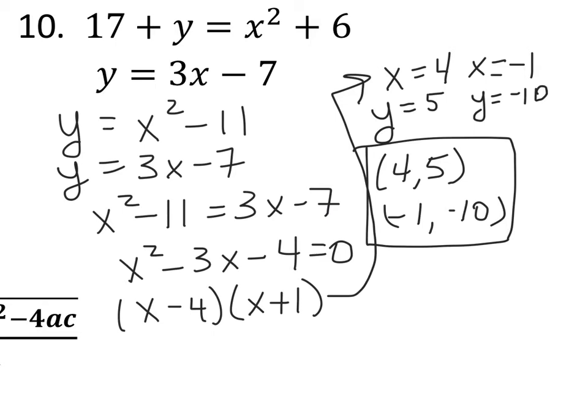Again, you can graph these two equations together in your calculator, find where they cross, find their intersecting points. When you do that, you should get 4, 5, and negative 1, negative 10.